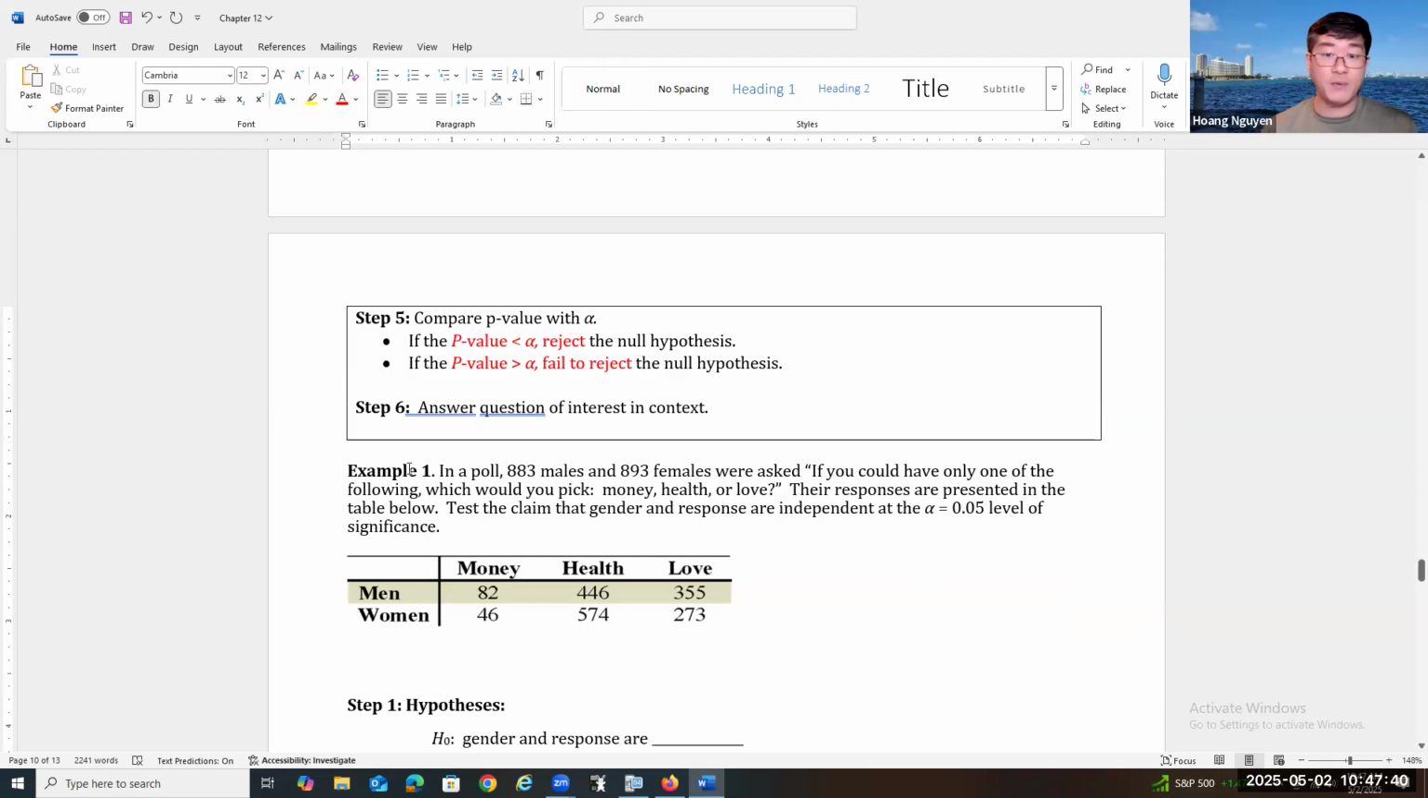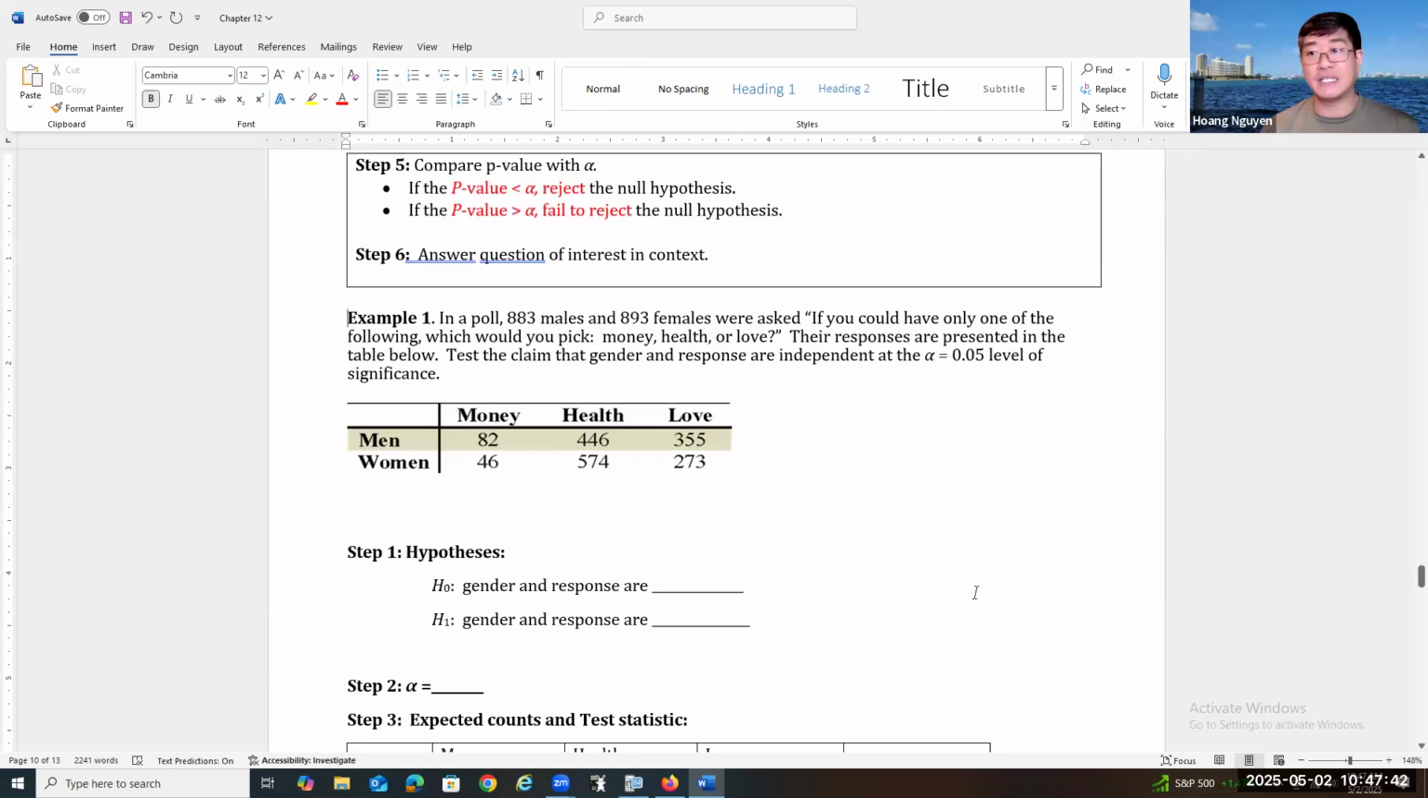Okay, so let's give it a try. We're going to use this example to give you the idea of how we perform the test for independence. Okay, so in a survey, 883 males and 893 females were asked the same question. If you could have only one of the following, which one would you select? Money, health, or love? So their responses are presented in the following tables. Test the claim that genders and responses are independent.